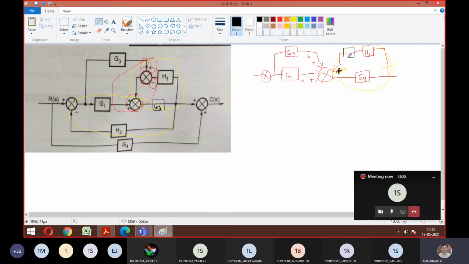I need to add something here. That something is minus what? Minus 1. Good. If you make minus 1, then all 3 become plus plus plus. Like that also you can solve the problem, or you can stick with the normal procedure we learned, that is your reduction technique rule number 9. By keeping minus, it will be your negative feedback. So the formula will be G divided by 1 plus H1.